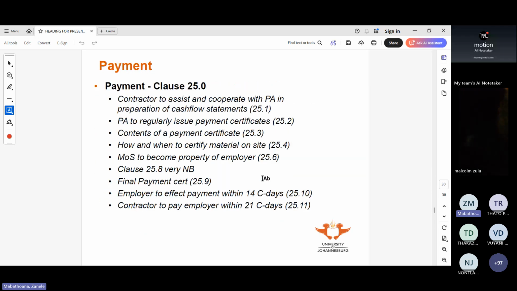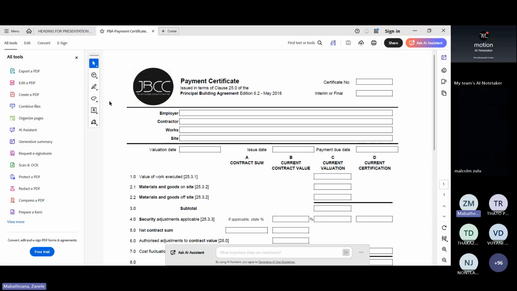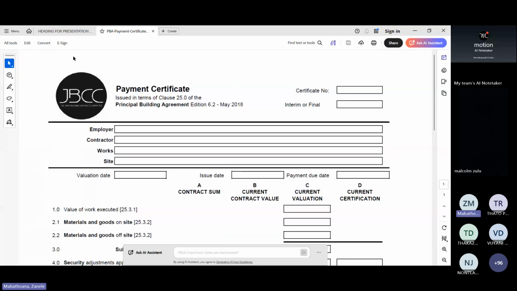10 minutes. So we now deal with payment, right? We spoke about payment, and I said to you, I will load a payment certificate so that you can see. I'm going to go through a payment certificate. I remember I didn't have one. Is the payment certificate showing now, or do I need to stop showing? You're going to have to speak.